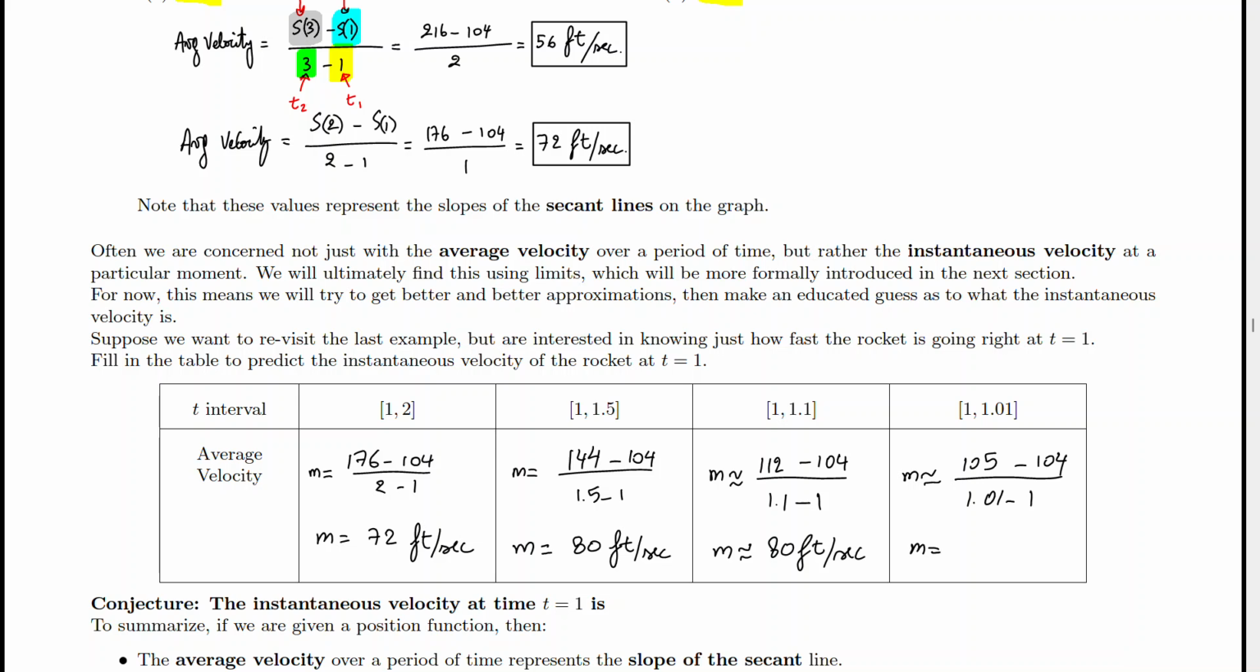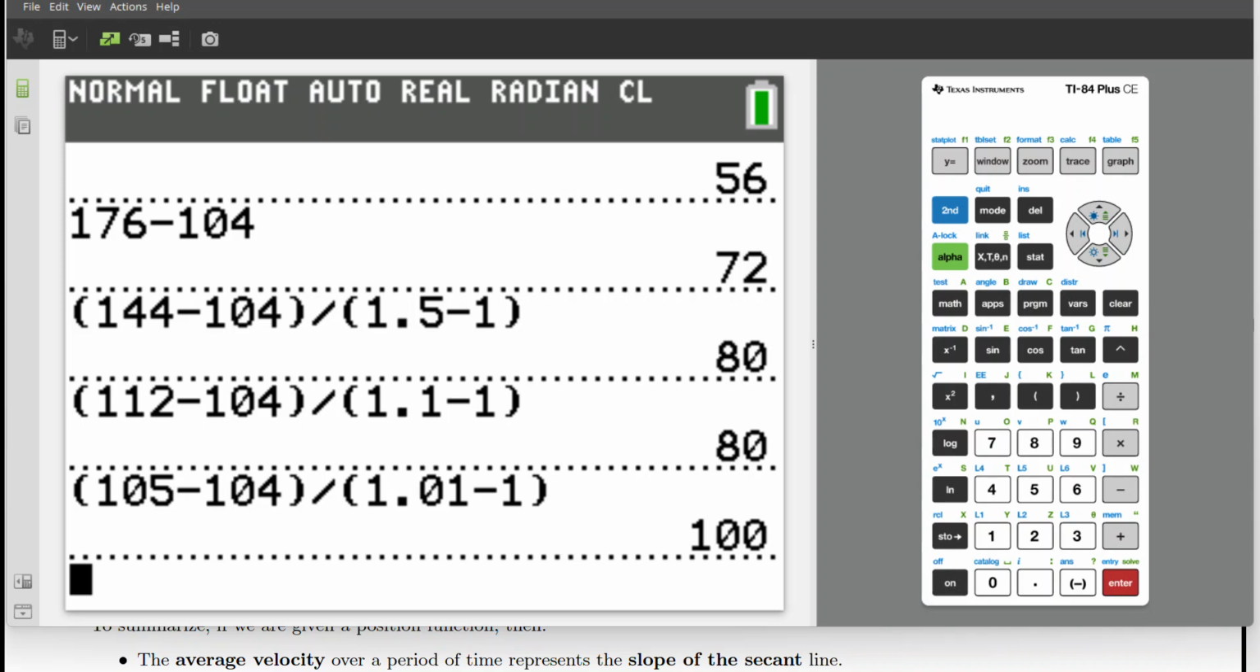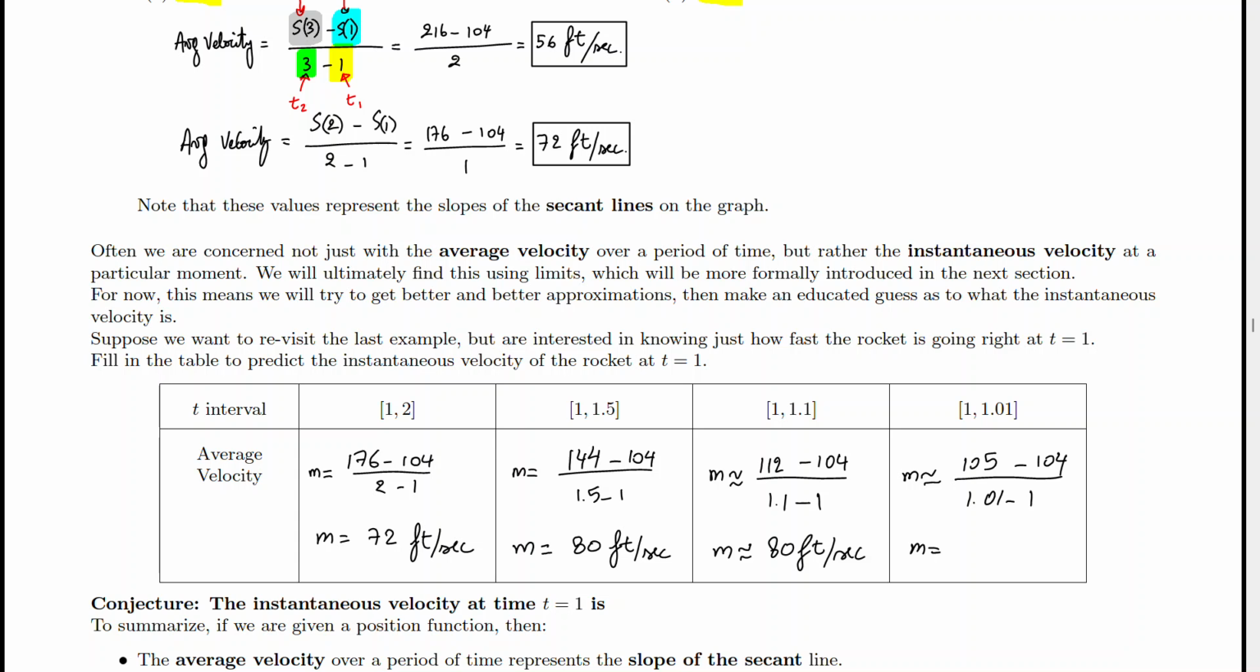So what do we get on our calculator? Okay, so this time I got 100. So 105 minus 104 divided by 1.01 minus 1 is 100. And this is because I rounded. If I was a little bit more careful, the numbers would show a better pattern, but we did not do that. So we're going to say 100 feet per second.